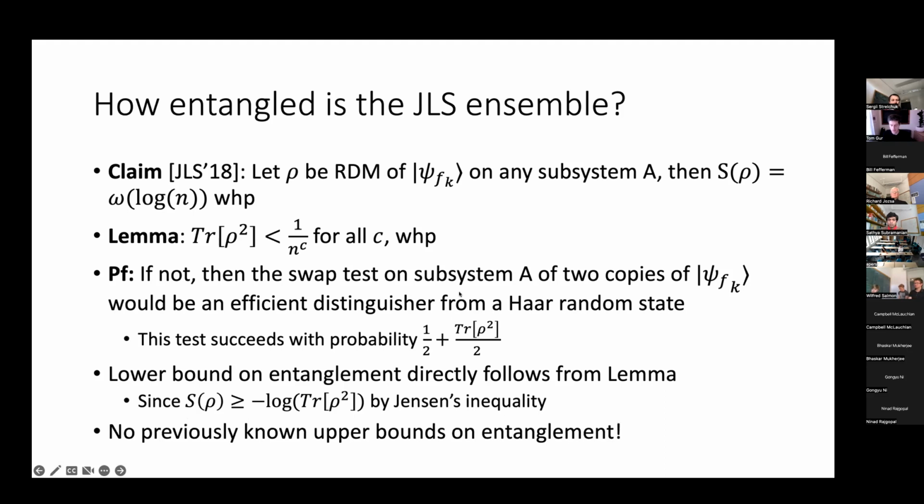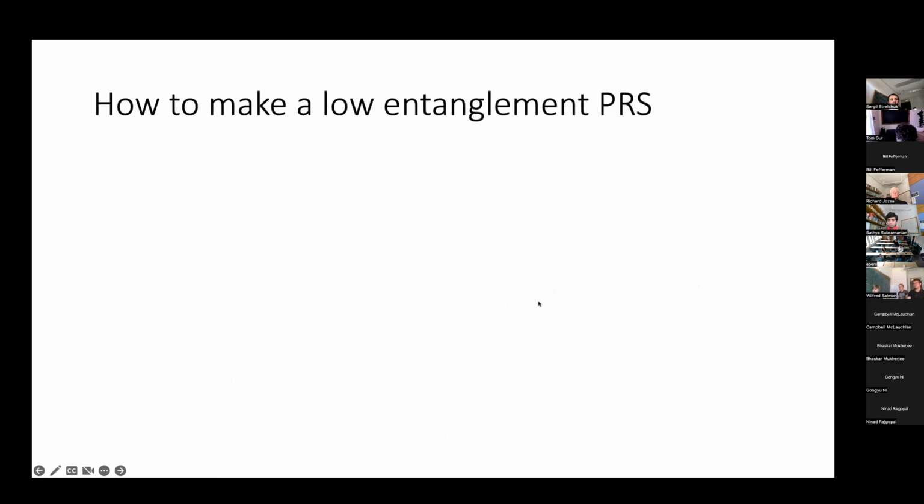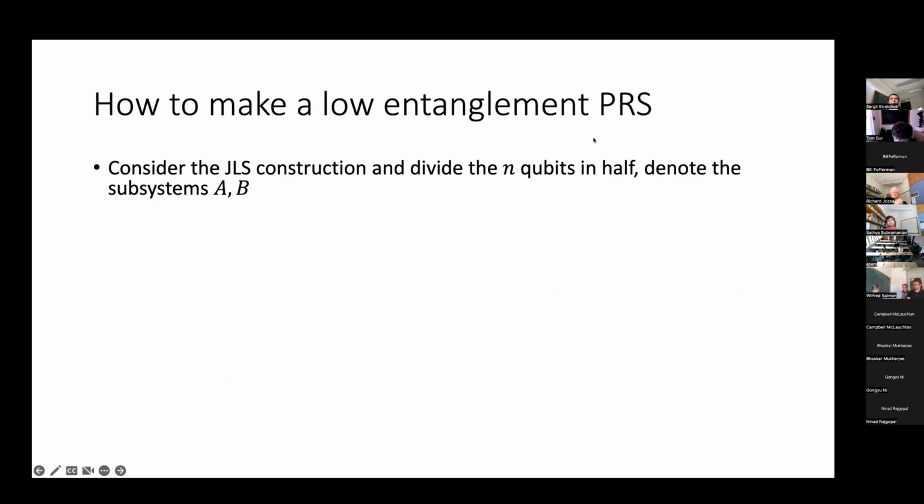So let me keep going. This gave a lower bound, but we didn't have any previously known upper bound on entanglement. In other words, we didn't have an example of a pseudo-random function f such that the corresponding binary phase state psi of fk saturated this entanglement entropy of greater than log until now. And this is what we show. We show how to make a low entanglement pseudo-random state ensemble.